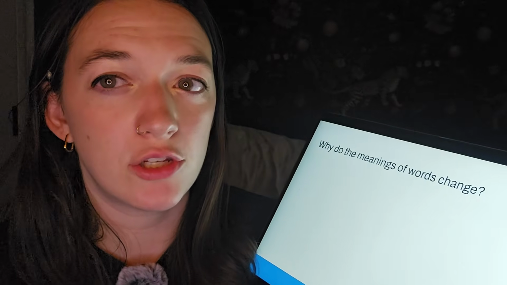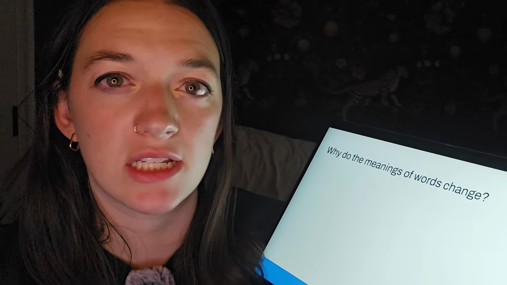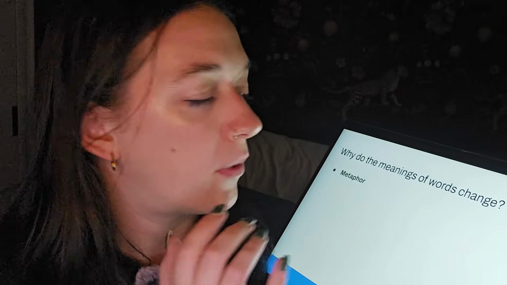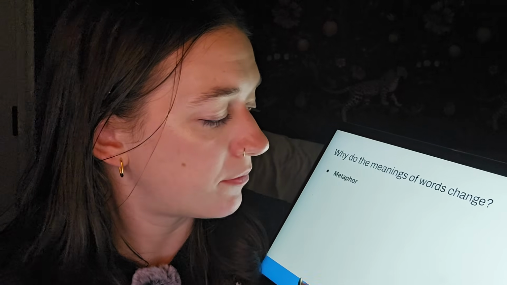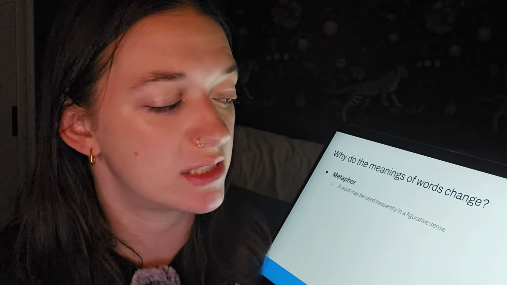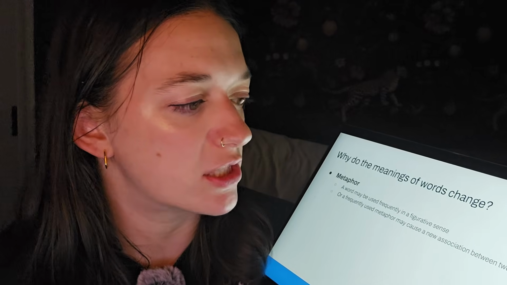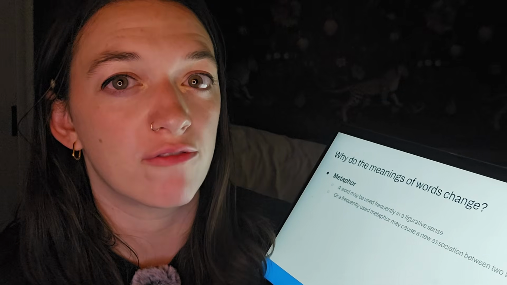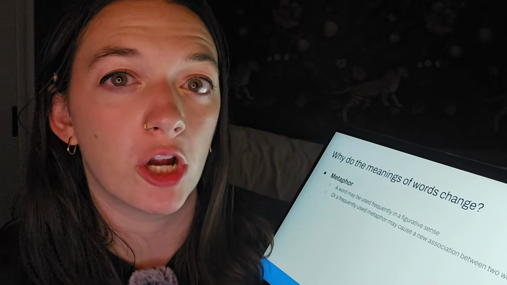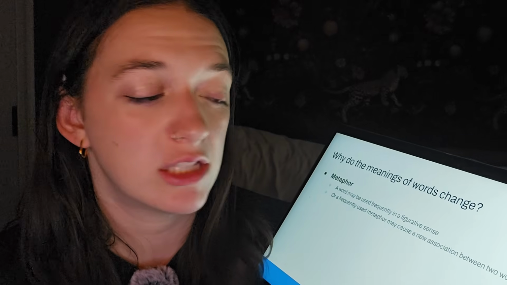But why do the meanings of words change? Why isn't the meaning of words just something that is static and unchanging? One reason is metaphor. So a word may be used frequently in a figurative sense, or frequently used metaphor may cause a new association between two or more words. So a common turn of phrase may cause two words to become associated with each other, and they may lend their meanings to each other.